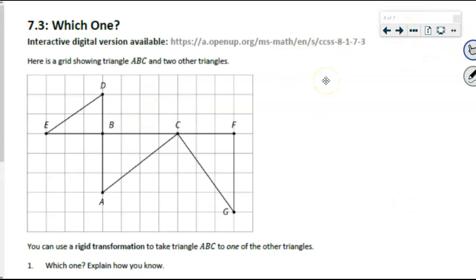All right, here's our last activity before we summarize and do our cool down. Here's a grid showing triangle ABC and two other triangles. I'm going to do this one with some technology this time. So I am going to just kind of trace over ABC, kind of mimicking tracing paper here using some technology.